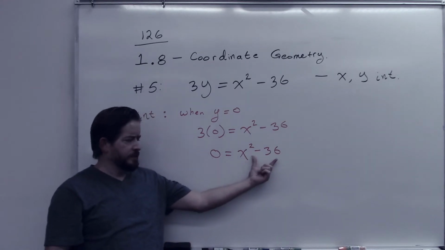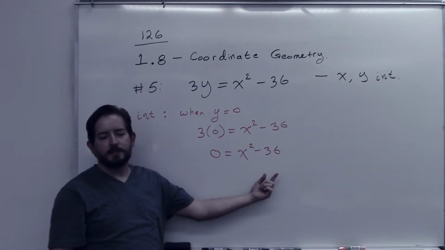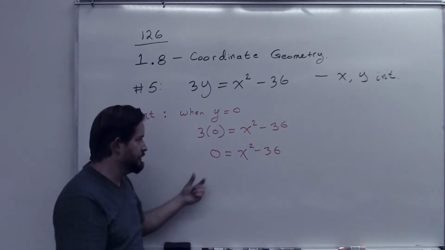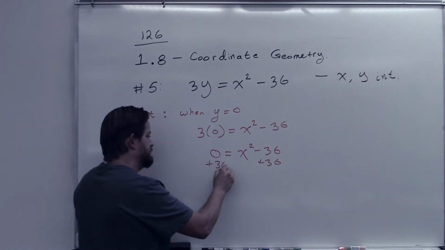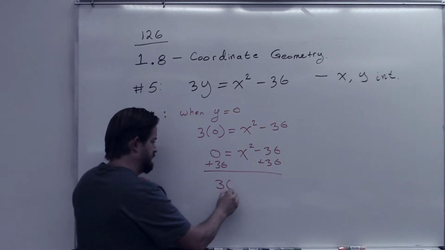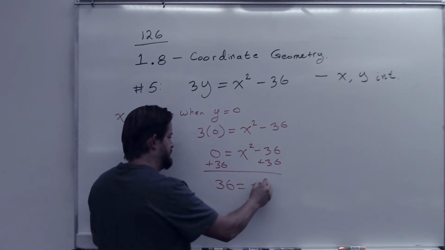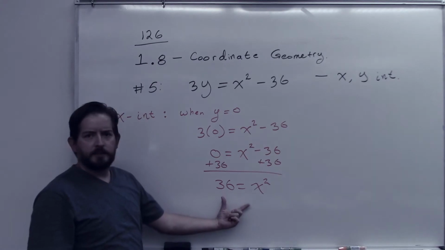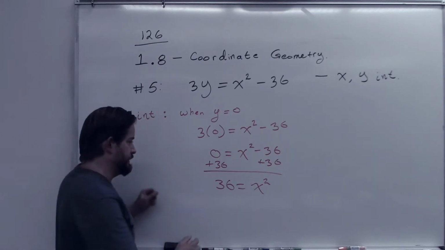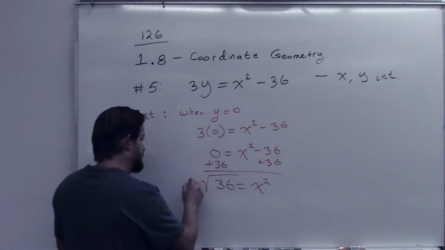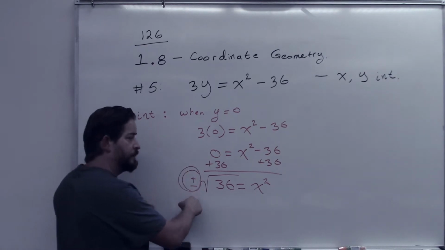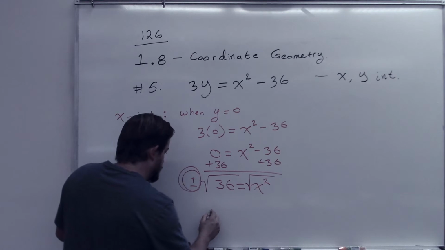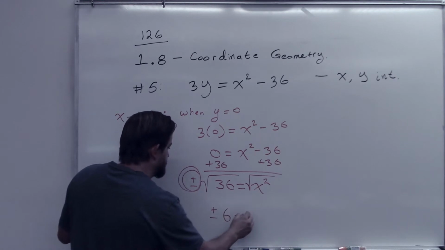I can solve this easily by either factoring it into x plus 6, x minus 6, or by adding 36 to both sides. I'll do that one. That leaves me with 36 equals x squared. Then I simply take the positive or negative square root, and I have to watch out because there's either a positive or a negative one. So I end up with positive or negative 6 is equal to x.